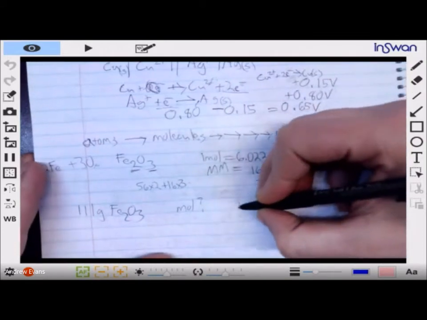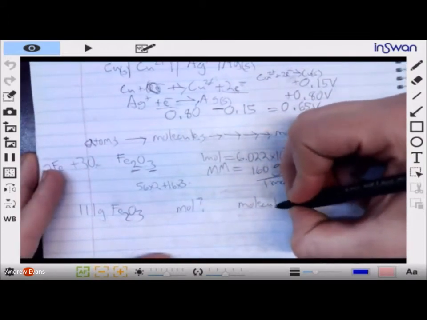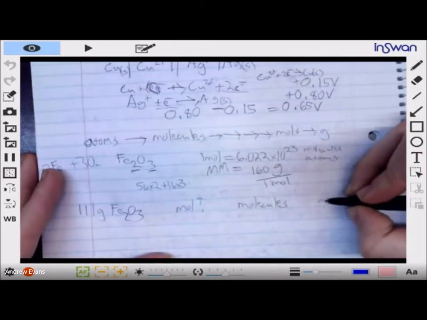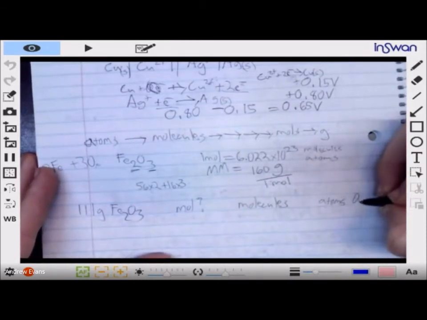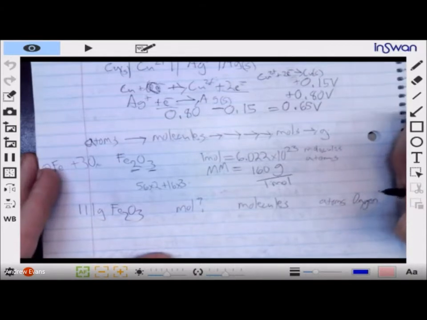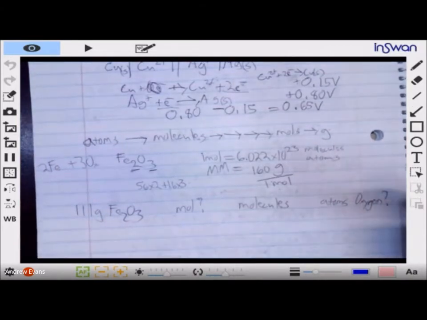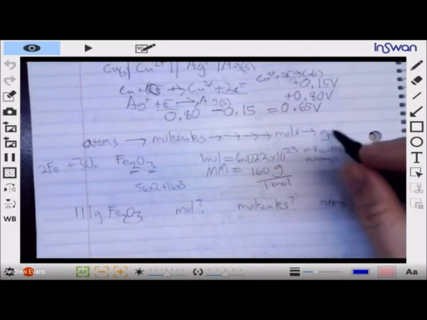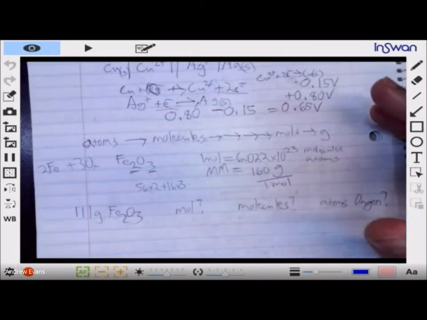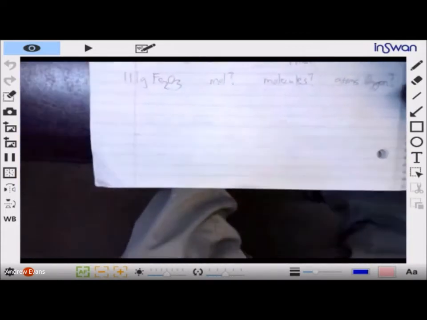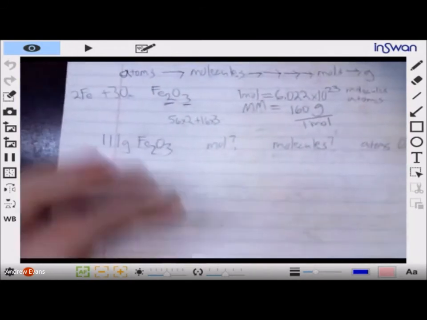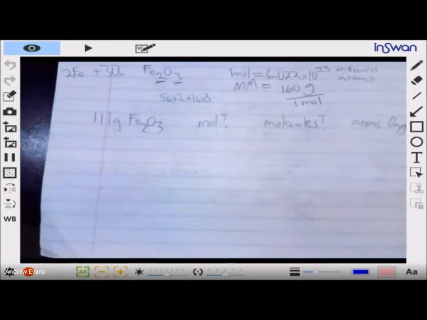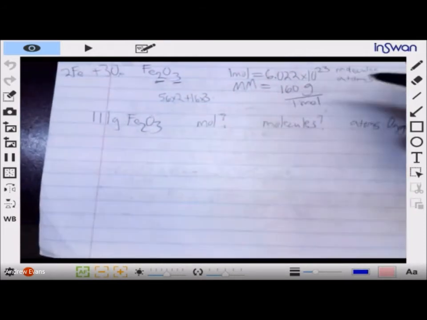How many molecules is that? How many atoms of oxygen would that be? All those questions can be answered using some simple conversions. This is where we get to the basics of converting. To convert, we're going to set up an equation with ratios so each unit cancels out the last unit.